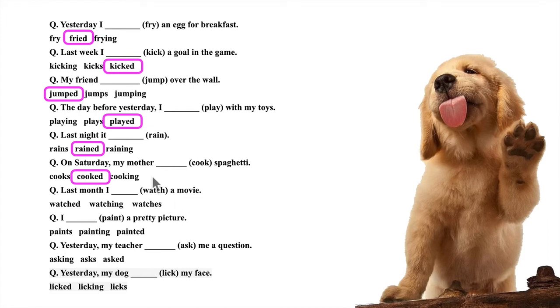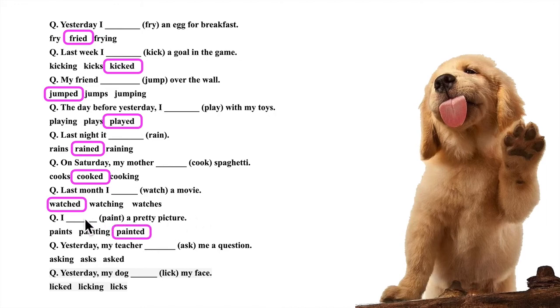Good job. I have a feeling you're getting it. Great. Last month, I watched a movie. Again, you can change these things. Yesterday, I watched a movie. Yesterday, I watched a good movie. Yesterday, I watched Star Wars, whichever it is.